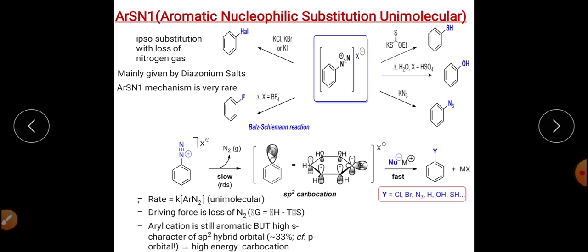This is a case of ipso substitution reaction, in which the nucleophile attacks the position which is already occupied by the leaving group. So this is a case of ipso substitution as well. This is all about your ArSN1 mechanism.